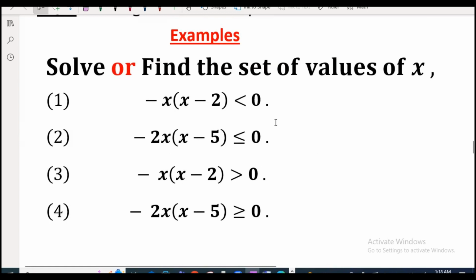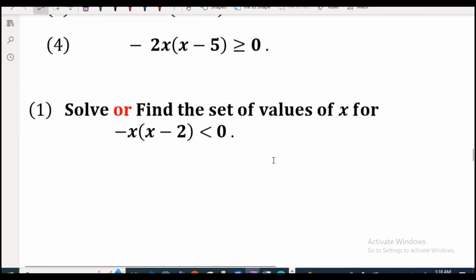Now pause the video and attempt to solve or find the set of values of these inequalities, then match your solution with the solution performed in this video lesson. So I'm going to start here.